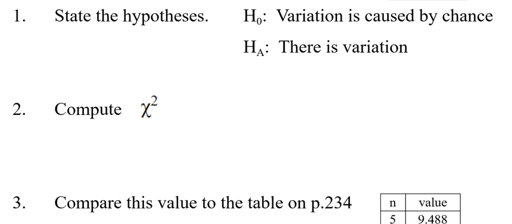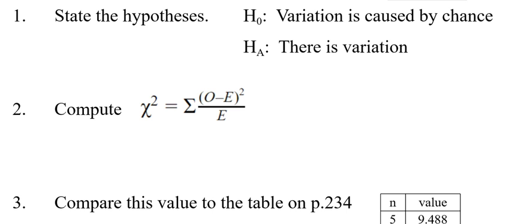Now unfortunately we can't do chi-square testing with our graphing calculators. There are some that can, but a lot can't. We're going to do this by hand. It's not that bad. Bear with me, you'll be okay. So our second step is to compute chi-squared. Here's the formula for it, and it looks much worse than it is.